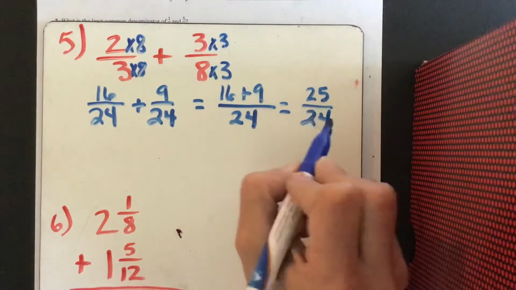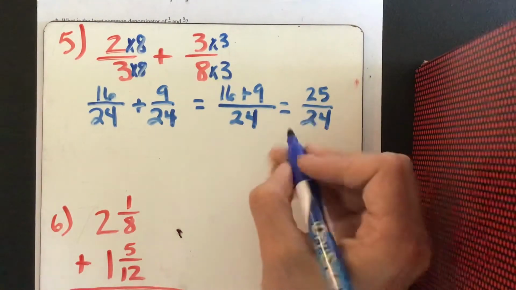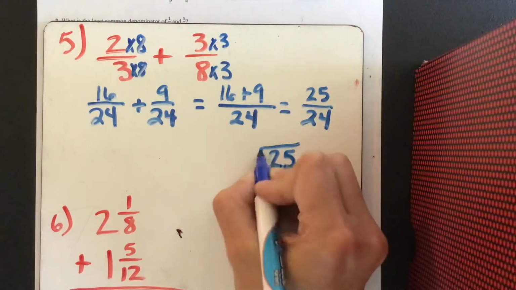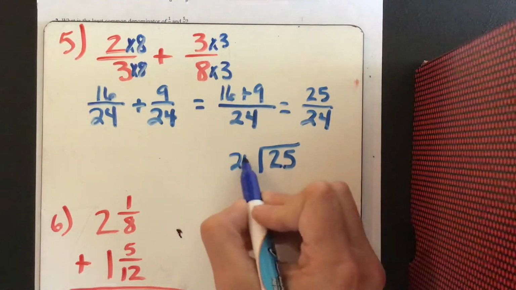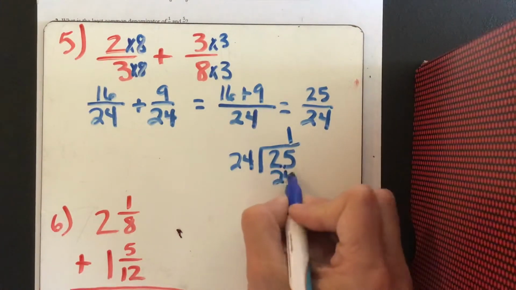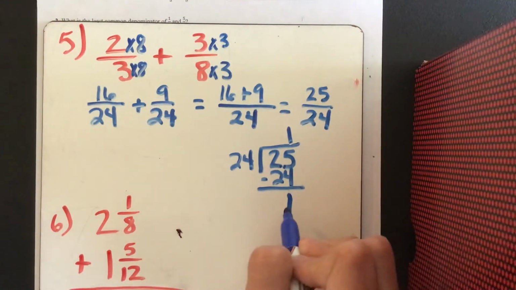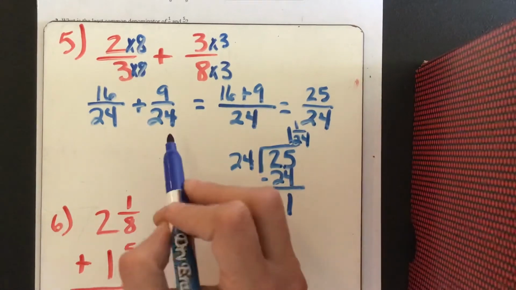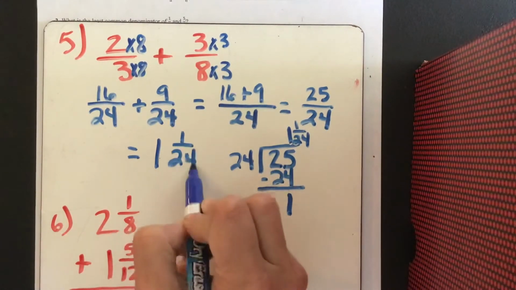Our instructions say to simplify if needed, so we need to simplify this. This is an improper fraction. To make it a mixed number, we're going to put top dog in the house. 25 is the top dog, it goes in the house. 24 goes on the outside. 24 goes into 25 one time. Multiply that, you get 24. Subtract, you get 1. That's the remainder of 1. So that's your numerator, and your denominator is 24. So you get an answer of 1 and 1/24.